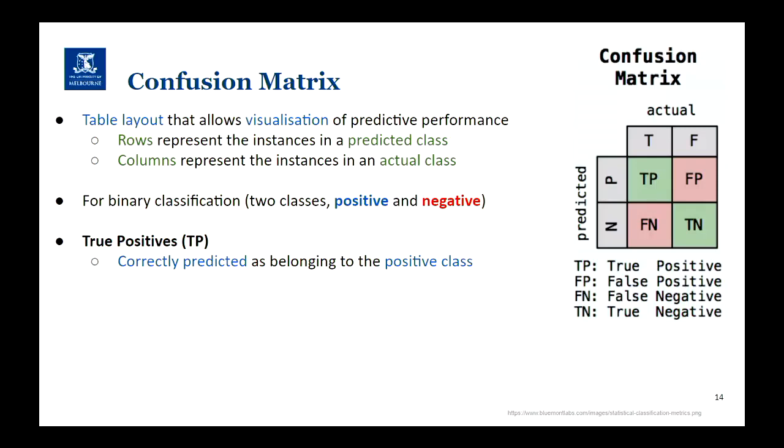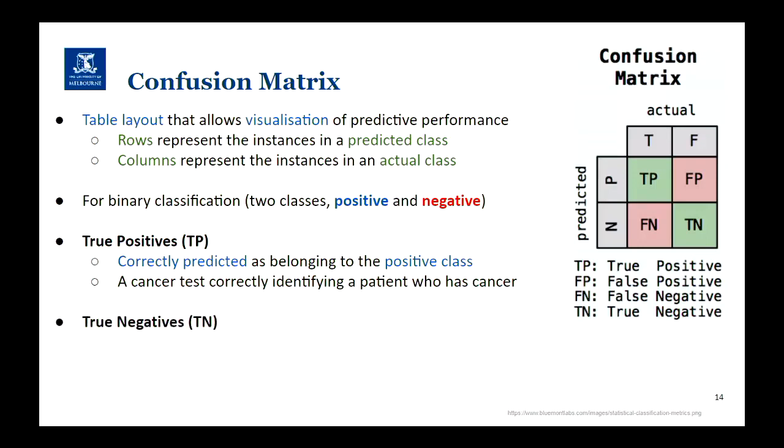Okay? For instance, if you have a cancer test correctly identifying a patient who has cancer, that's a true positive, okay? What about a true negative? Correctly classified instances that belong to the negative class, which would be here. So these diagonal are the success cases that we hopefully want to maximize. And we will hopefully avoid the red diagonal, okay?